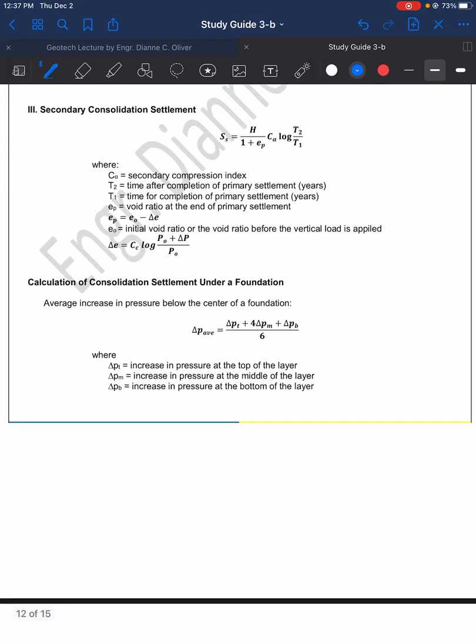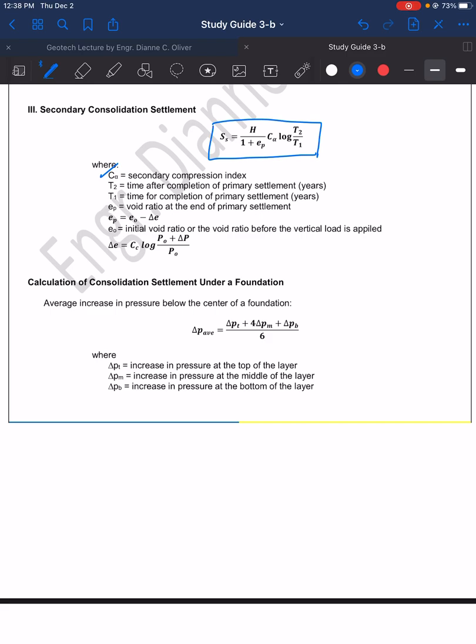Let's go to the third one here. We have the secondary consolidation settlement. Again, if you recall, this is our plastic deformation. This is the temporary one, and we need time to have a permanent settlement. So that's why we have the formula here. S sub S is equal to H over 1 plus E sub P times C sub alpha log of T sub 2 over T sub 1.